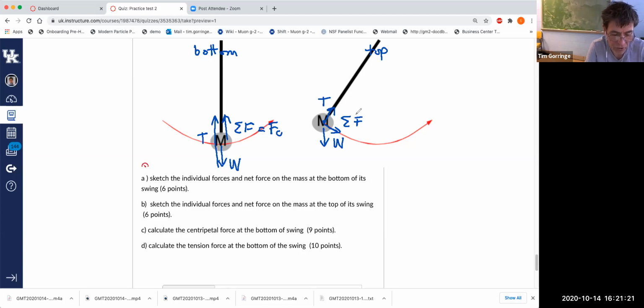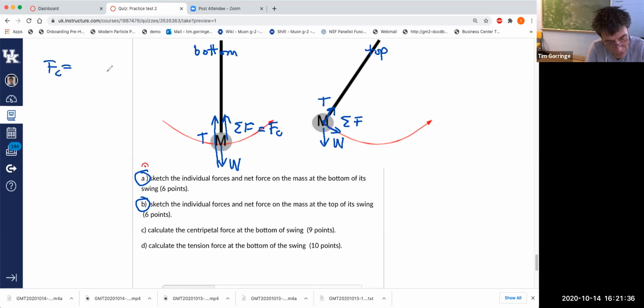And that is not a centripetal force. That is a force that's going to create the tangential acceleration. And so those are the two pictures. I've done this one, and I've done this one. Okay, so then there's two calculations.